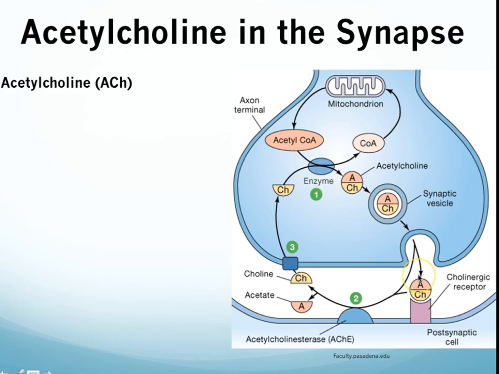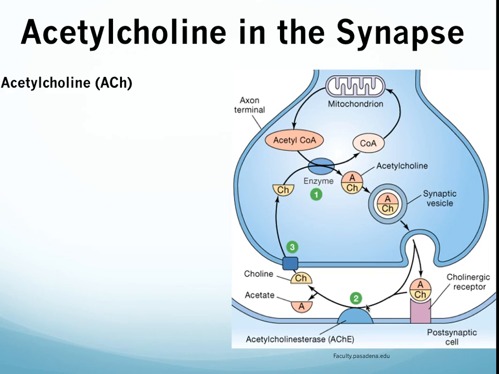Here you can see it's still getting released. What happens with acetylcholine is that we have a very specific enzyme for breaking it down, called acetylcholinesterase. That essentially chops it back up into choline and acetate. And the choline gets retaken up into the cell so it can be recycled and used again. This is kind of important because with acetylcholine, we don't want it to stick around very long.